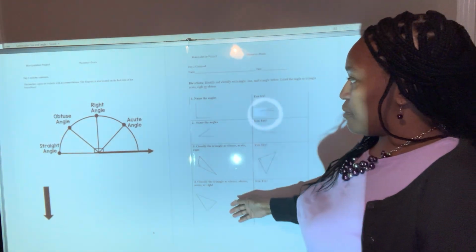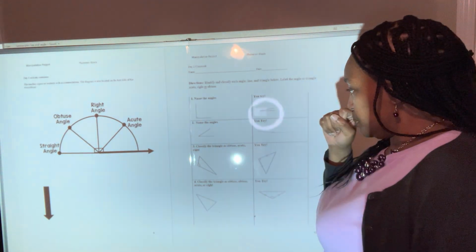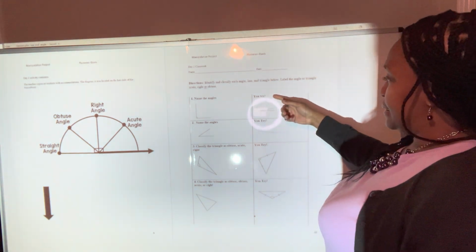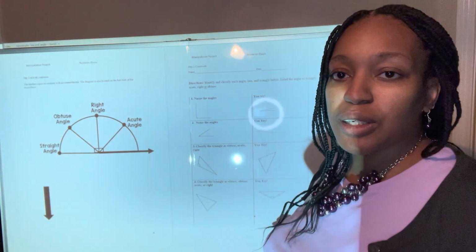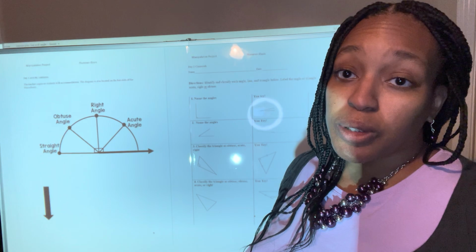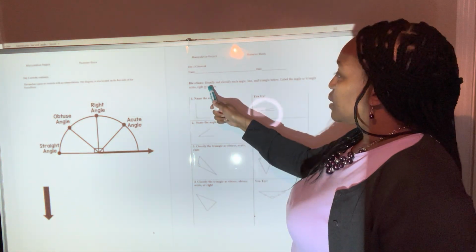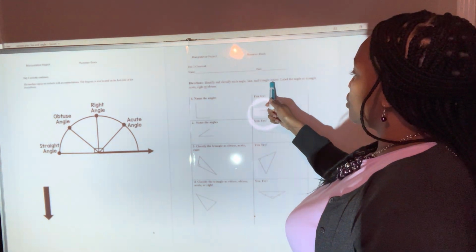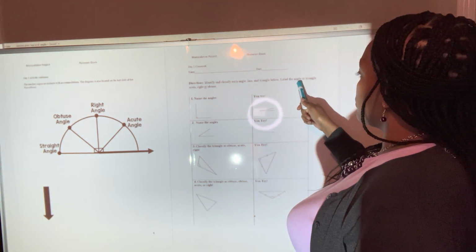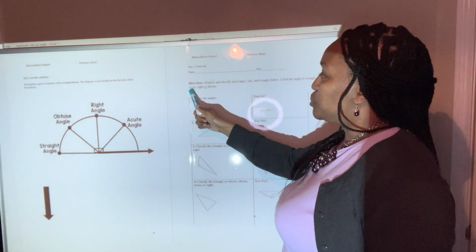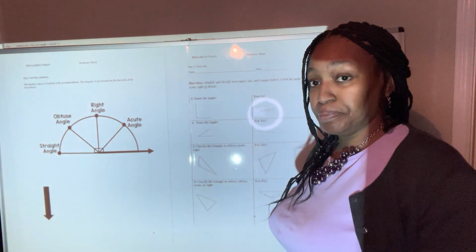So on one side I have labeled each one. And then the next side says you try. You guys will do that in your individual groups. Okay? So the first one says, identify and classify each angle, line, or triangle below. Label the angle or triangle acute, right, or obtuse.